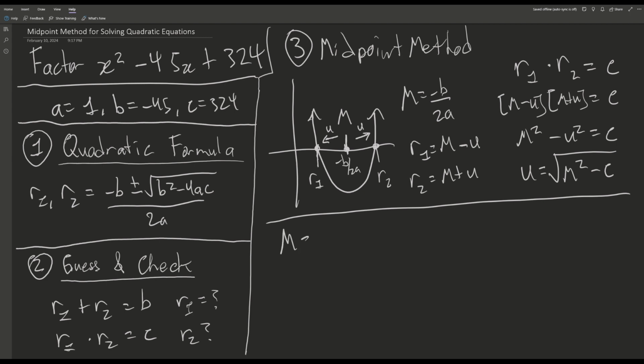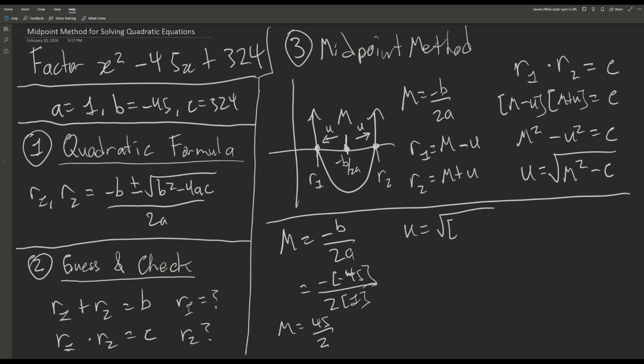m is equal to negative b over 2a. This means negative negative 45 all divided by 2 times 1. Midpoint is equal to 45 over 2. Now our distance u is equal to the square root of, let's write the formula first.